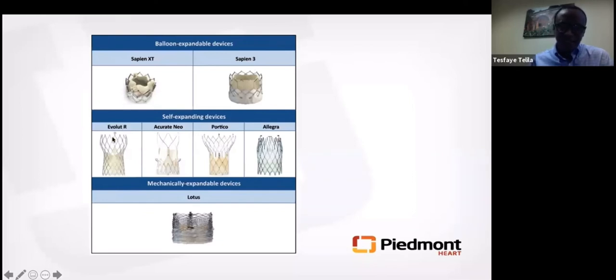The second valve is the Evolut valve, which is a Medtronic valve. It's a porcine pericardial valve in a nitinol frame. It's a self-expanding valve. You just deploy this valve and it expands by itself due to the temperature change of the body temperature, and it just seals itself. The Accurate Neo and Portico are still in clinical trials, and we don't have experience with these valves.